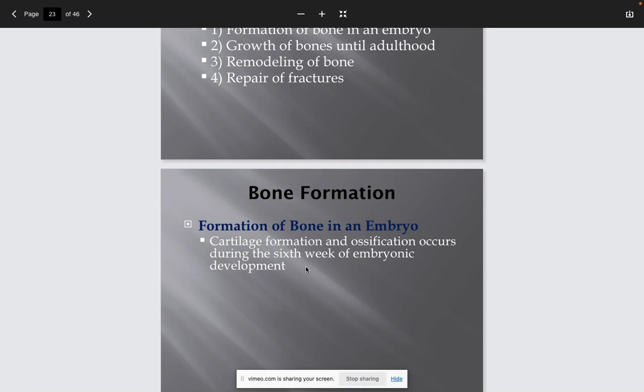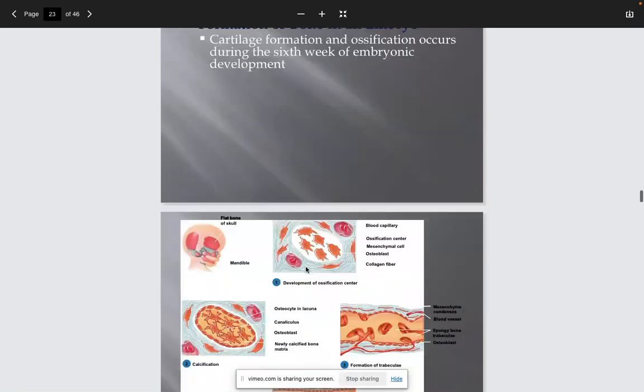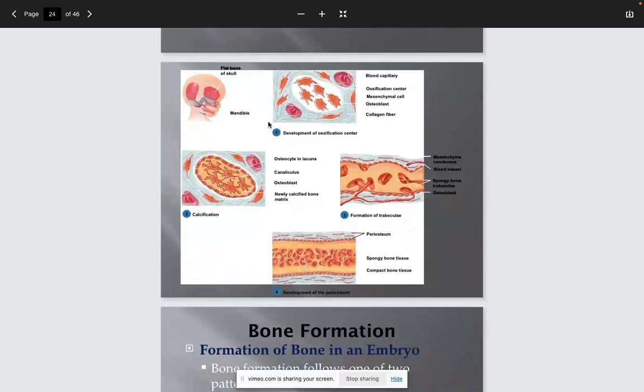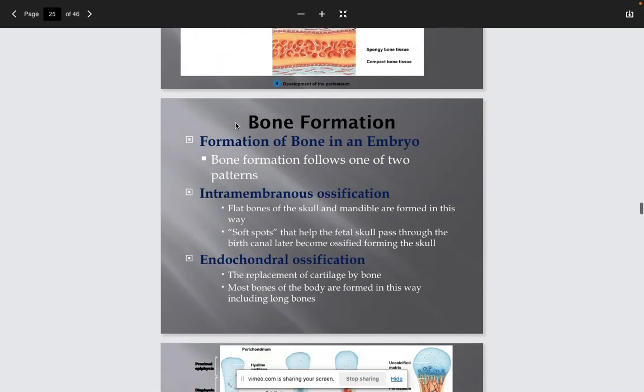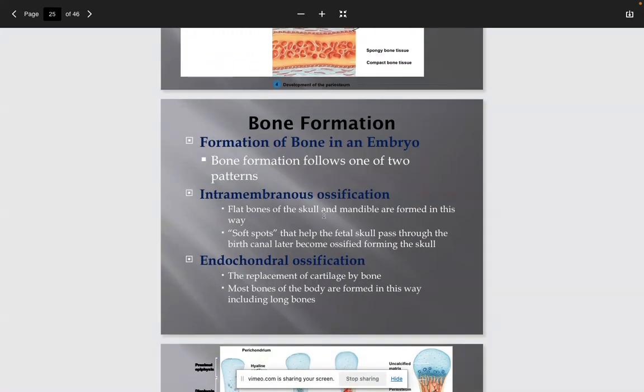So, formation of bone in an embryo occurs through cartilage formation and ossification during the 6th week of embryonic development. So here you can see the bones of the mandible and the flat bones again. This is going to be due to intramembranous ossification, right? Whereas endochondral ossification is going to be the replacement of this cartilage by bone, okay? So these are two important points that I want you to know. Flat bones of the skull and mandible are formed in this way.